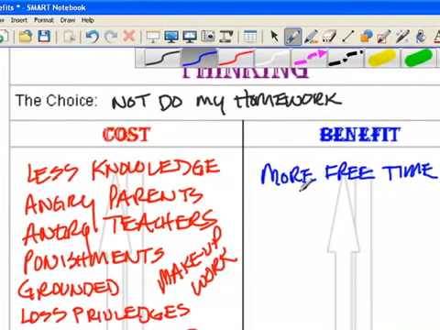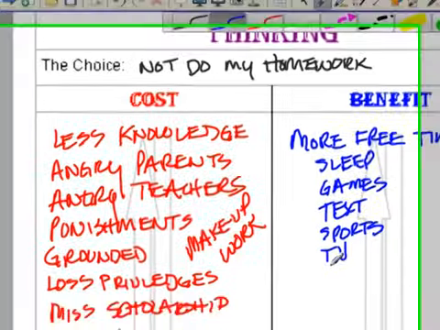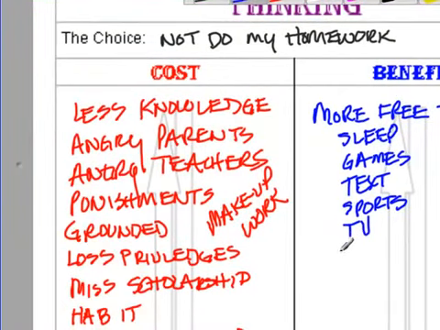Okay, so you might have more free time, and that would involve, let's see, sleeping. You could sleep if you want to. You could play games. You could text. You could play sports. You could watch TV. You know, whatever it is that you do during your free time, right? Could be skateboarding. Could be beating up your little brother, you know, whatever it is you do for fun during your free time. Okay, so you're going to have more of that temporarily.